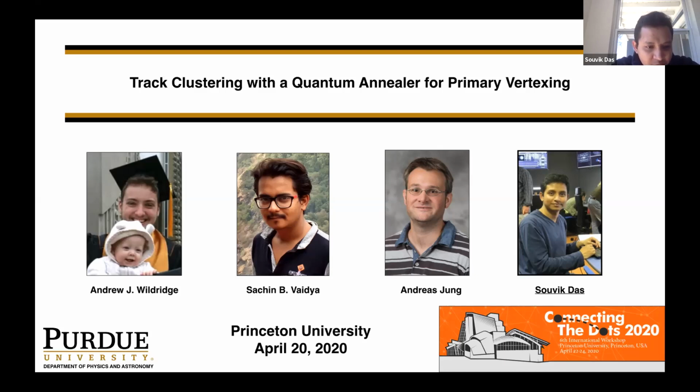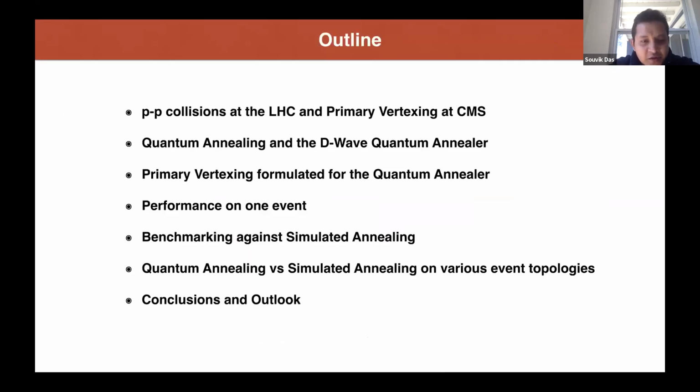The team who has worked with me were mostly undergraduate students at the time. Many of them have joined back for their PhD with us. So Andrew Wildridge was an undergraduate, he's a PhD student now. Sachin is a PhD student. Andy Young is of course a professor, and I'm with Purdue. Souvik, staff here.